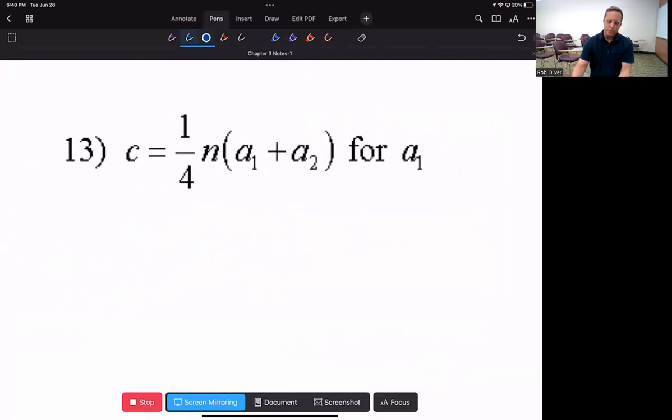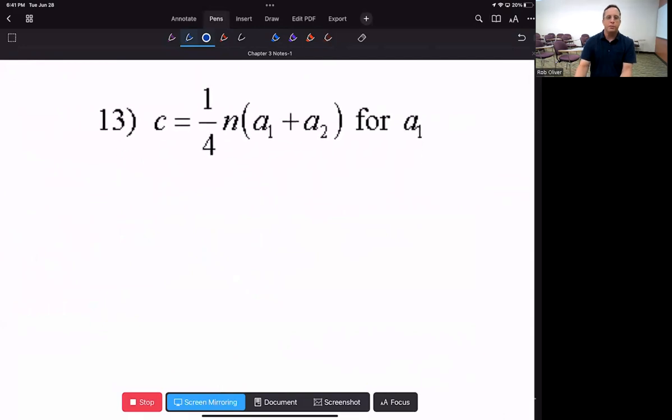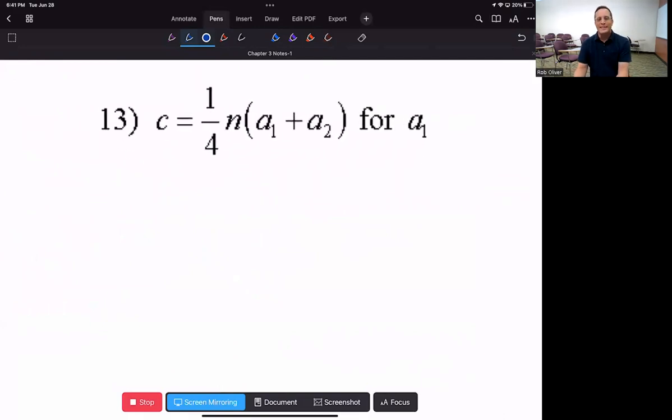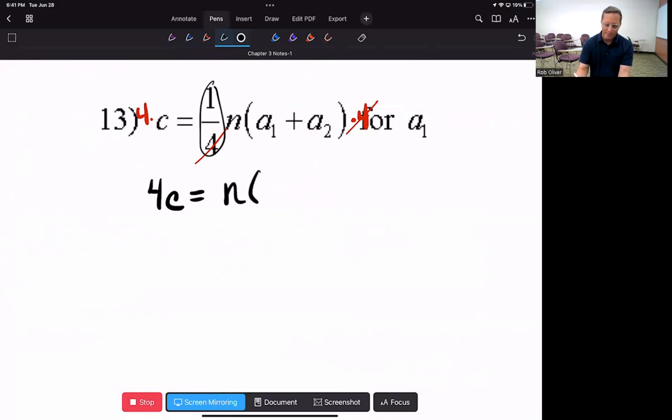All right, number 13, one more literal equation here. We're going to do kind of what we did before and get rid of that fraction, so multiply both sides by 4. Those then cancel out. So now let's rewrite it: 4c equals n times the quantity a sub 1 plus a sub 2, in parentheses, added up.